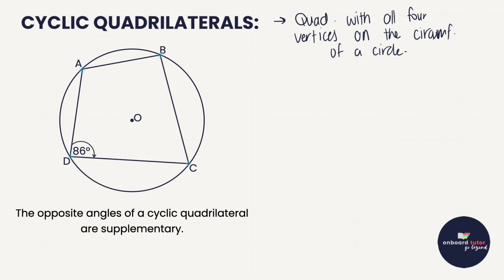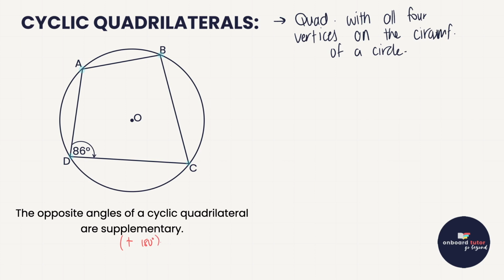Okay, so the first one says that the opposite angles of a cyclic quadrilateral are supplementary. So if we hadn't seen this sketch at all, we would say 1, 2, 3, 4 corners of a four-sided shape all on the circumference means this is a cyclic quadrilateral. And so this angle plus this angle will be supplementary. Now supplementary means add up to 180 degrees.